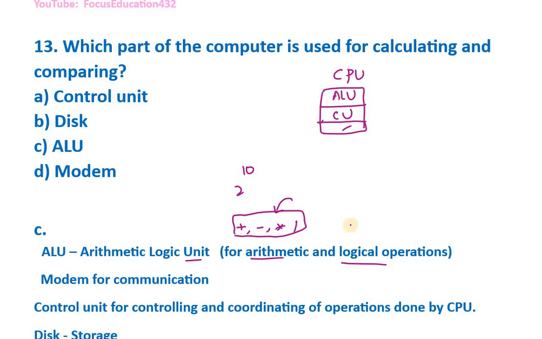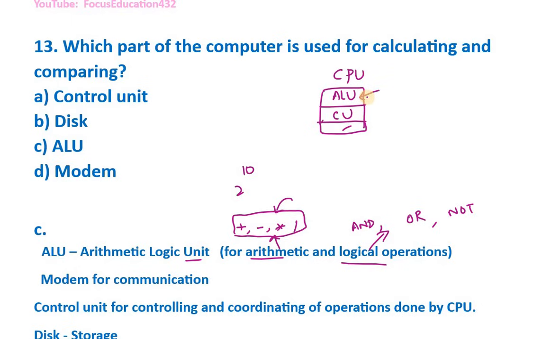And one more is the logical operations. If 2 conditions are correct, we say and: if this and that, both are correct. If one of them is correct, it is or: either this or that. Or, for example, not, which is negation. These are known as the logical operations, whereas arithmetic operations are like this. So these are part of a unit inside the CPU that is known as ALU.